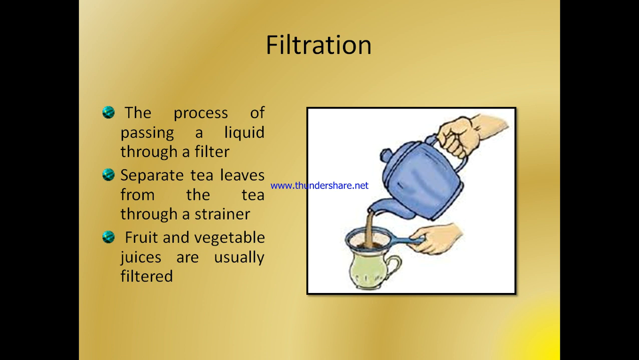The process of passing a liquid through a filter is called filtration. Filtration is used to separate tea leaves from the tea through a strainer. Fruit and vegetable juices are usually filtered.